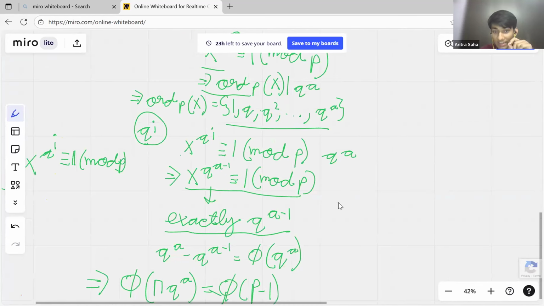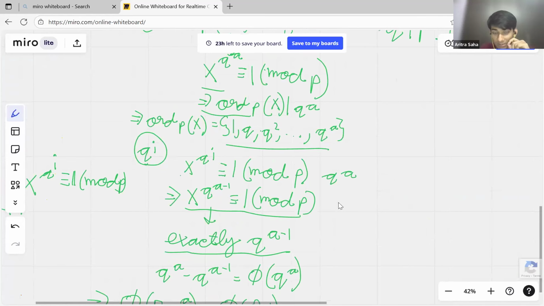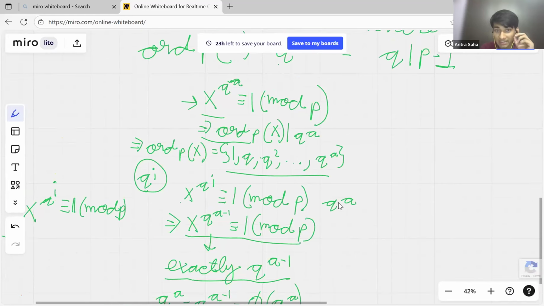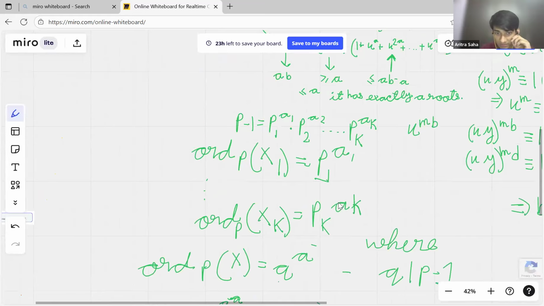So there are exactly q to the power a minus q to the power a minus 1 roots which are only of this order. So their order is equal to this. And for everything, we'll have this number, phi of q to the power a, of elements of that order. And because phi is multiplicative, you can multiply all of them, and that will just give phi of p minus 1 roots.